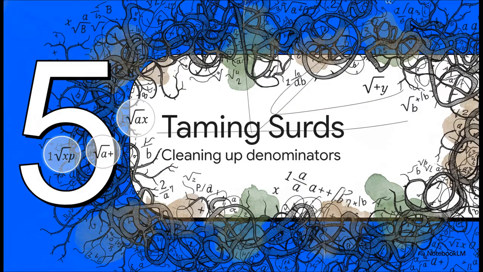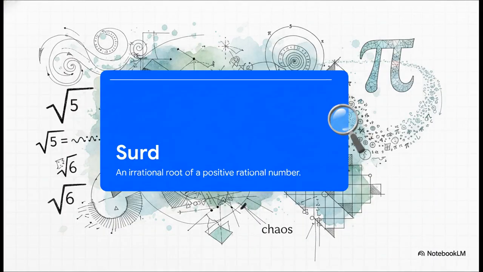Section 5. Taming surds and denominators. Time to clean things up. First up, we need a quick definition. What exactly is a surd? Well, it's an irrational root of a positive rational number. The square root of 5 is a surd. The cube root of 6 is a surd.